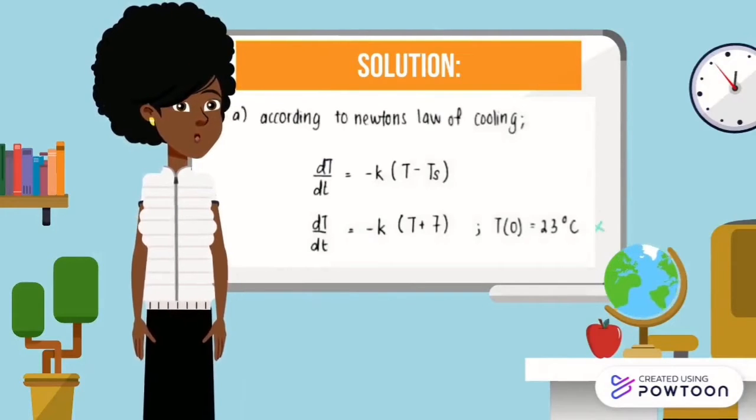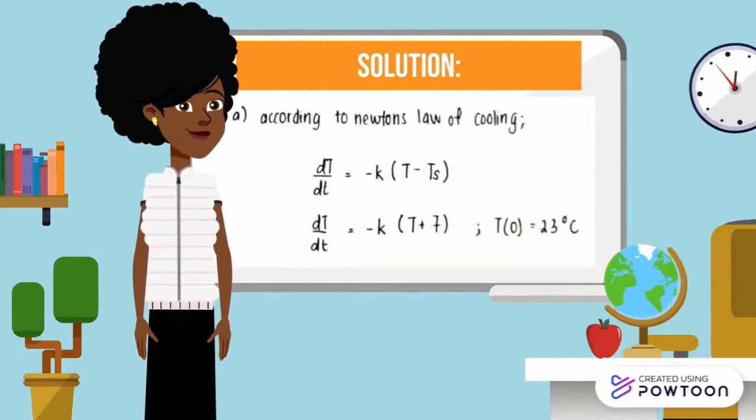Let's look at the solution. According to Newton's law of cooling, we have the formula dT over dt equals k times (T minus Ts). Capital T stands for temperature and small t stands for time, whereas k stands for a constant, and Ts stands for the temperature of the surroundings. Since the temperature of the surroundings is given as negative 7, we can substitute negative 7 into the formula. Now we have the differential equation.